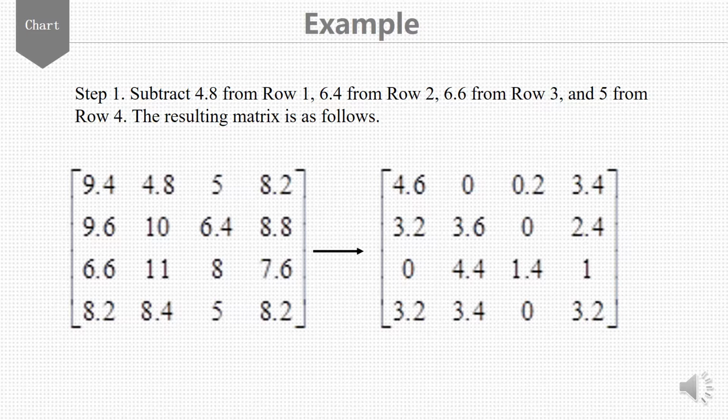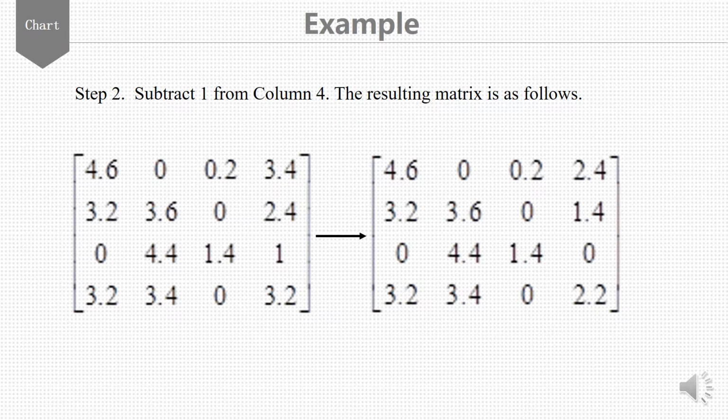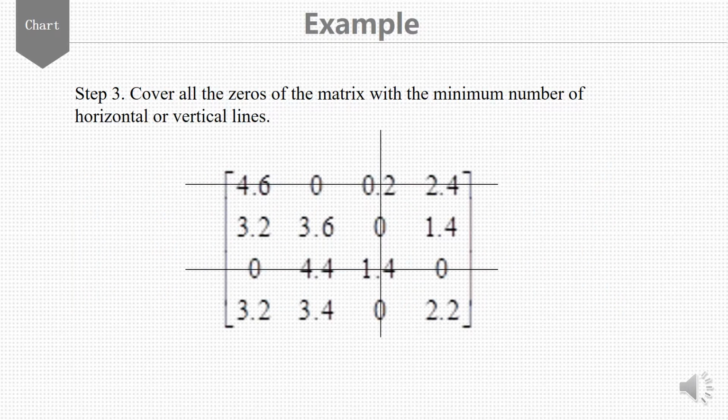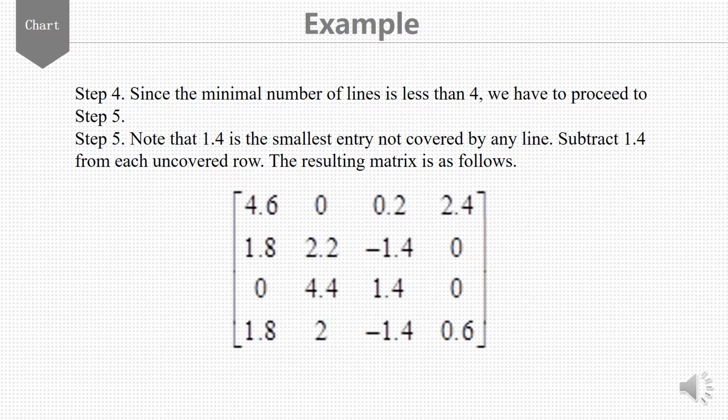row 4. The resulting matrix is as follows. Step 2. Subtract 1 from column 4. The resulting matrix is as follows. Step 3. Cover all the zeros of the matrix with the minimum number of horizontal or vertical lines. Step 4. Since the minimum number of lines is less than 4, we have to proceed to Step 5.